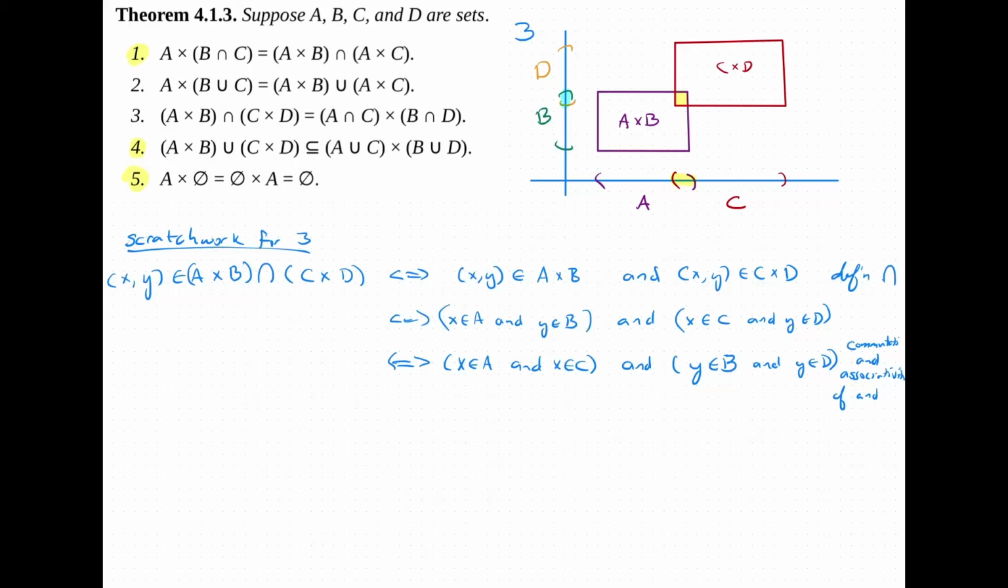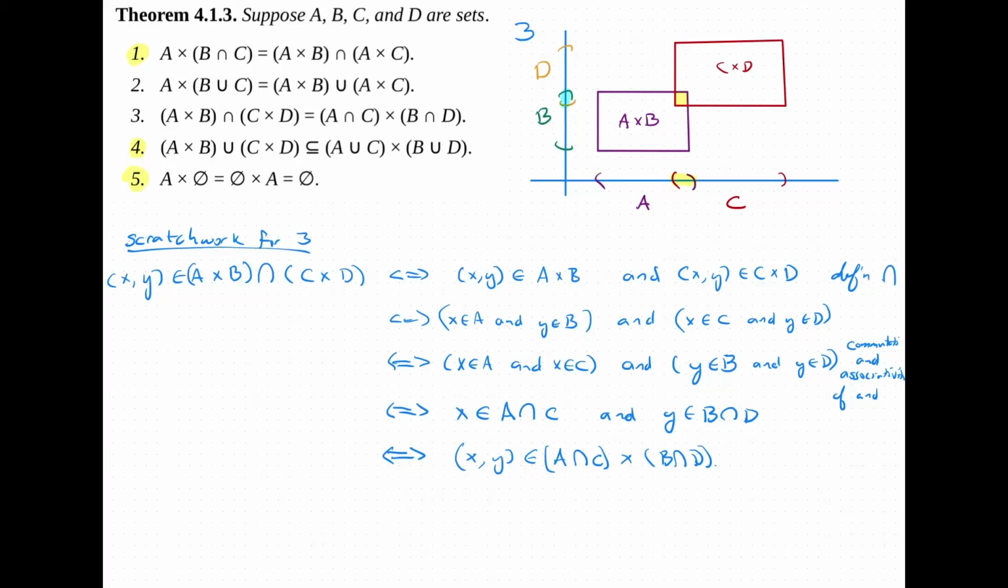And so now from this we can use the definition of intersection. So this means x is in the intersection of A and C, and y is in the intersection of B with D. And finally, the Cartesian product definition tells us that the ordered pair is in the Cartesian product of the intersection of A and C with the intersection of B and D. And so we do have, once again, that the whole process is reversible. And so this will be the scratch work for 3. I leave it to you to formally write this up.